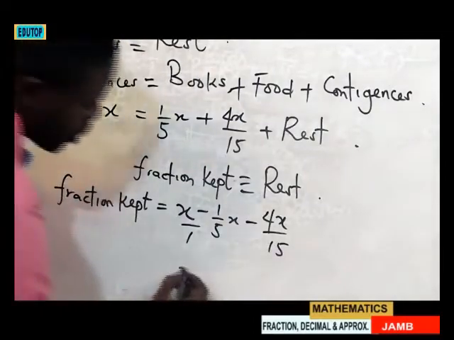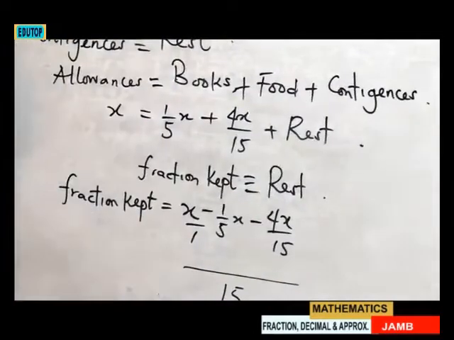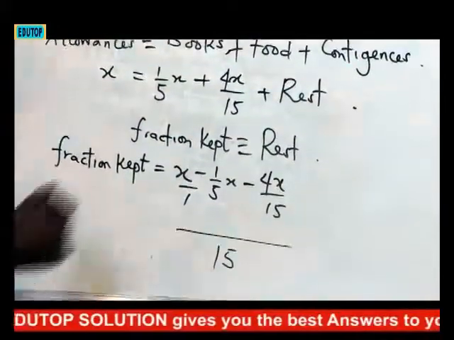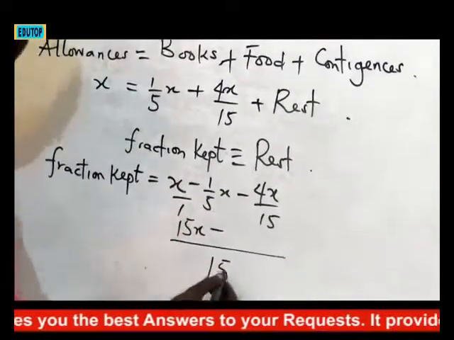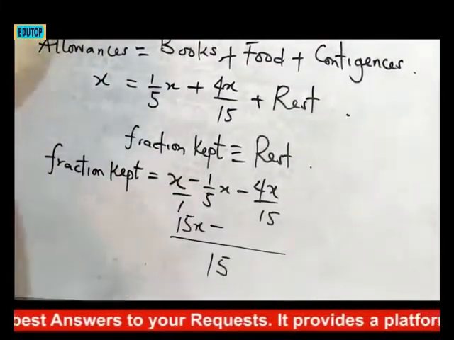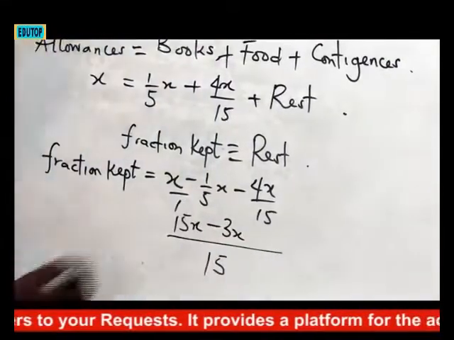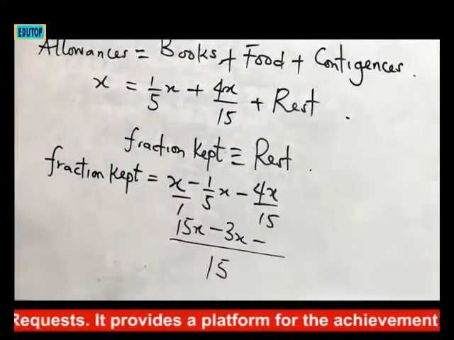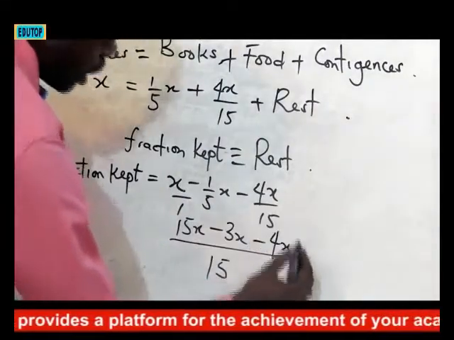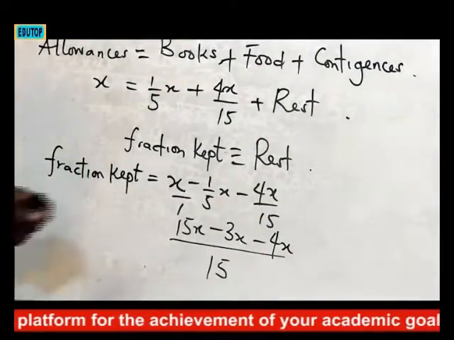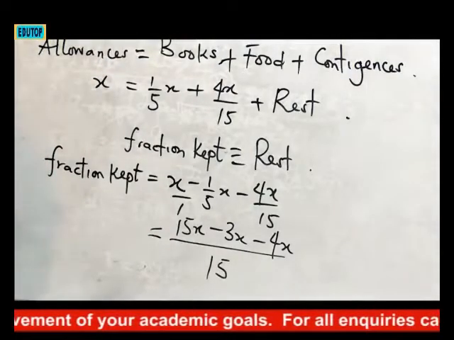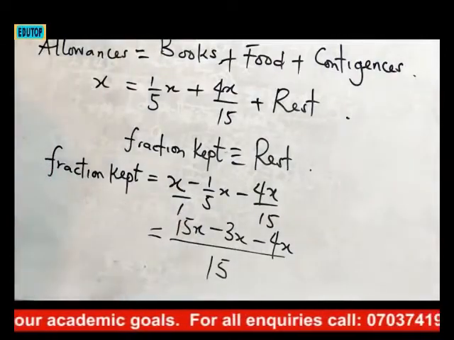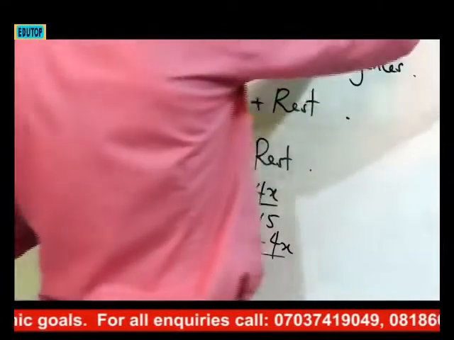Then we now simplify this. What is the LCM here? 15. How many 1 are we going to see in 15? 15. 15 times X, 15X, minus 5 in 15, 3, 3 times 1X, 3X, minus 15 in 15, 1, 1 times 4X, 4X. So here we're going to have 15X minus 3X, that is 12X. 12X minus 4X, that is 8X. So we have 8X over 15.